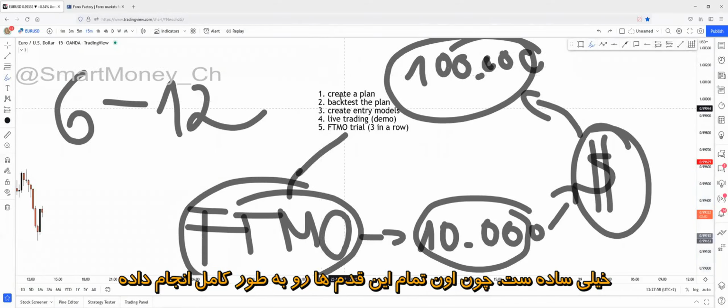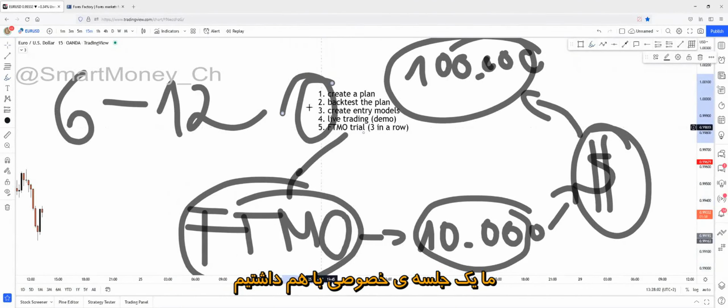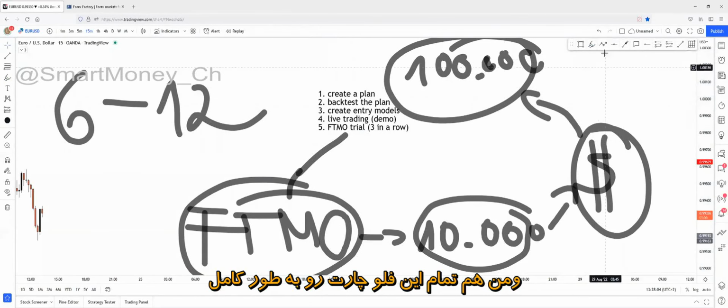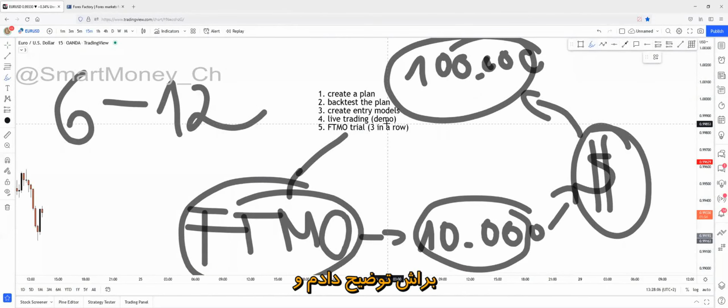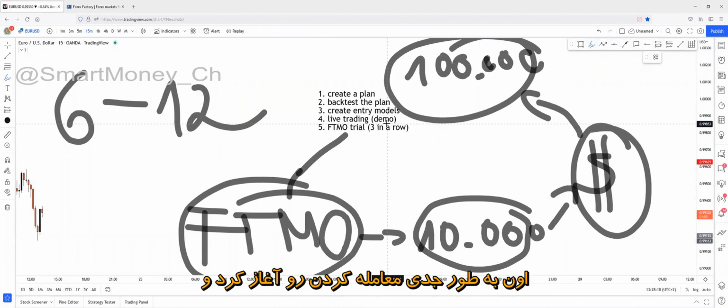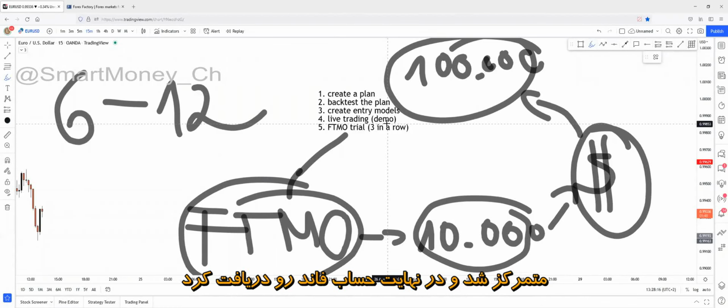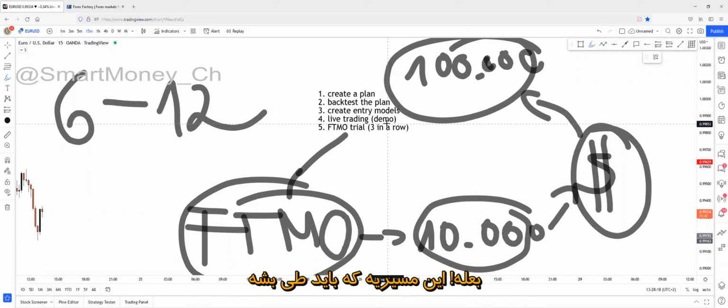Why? Just because he completed all of these steps. And yeah, I had a one-on-one session with him, and I explained this whole flowchart to him and some more tips. After that, he started to be serious in trading and started to concentrate more on trading and these processes. And he became funded. And yeah, that's what it takes.